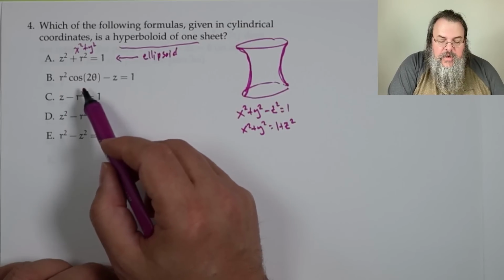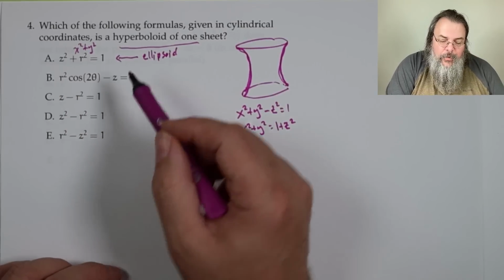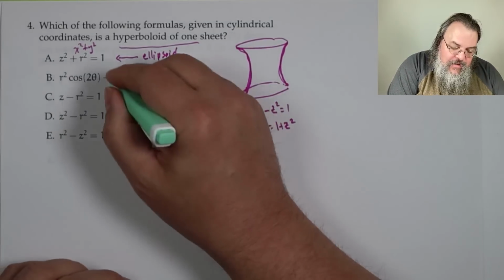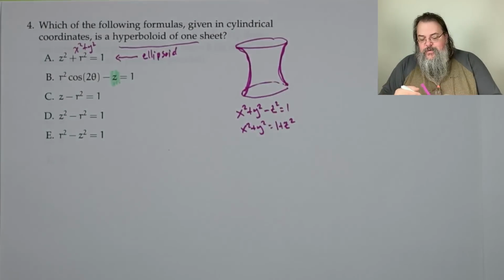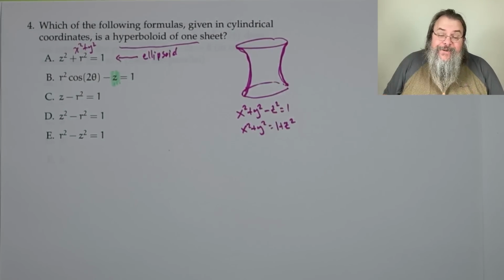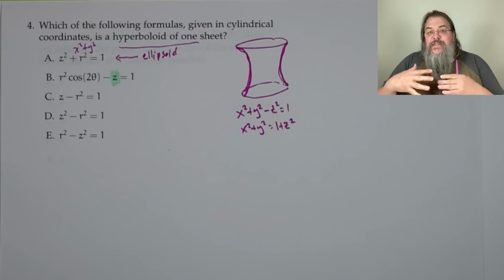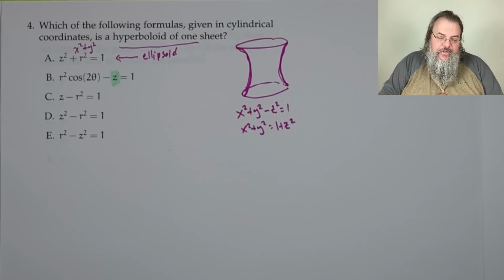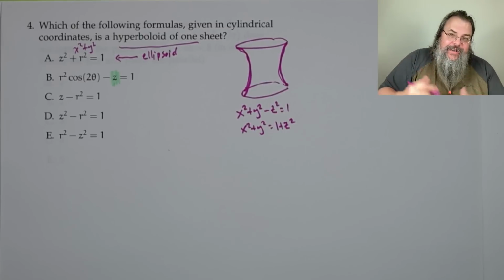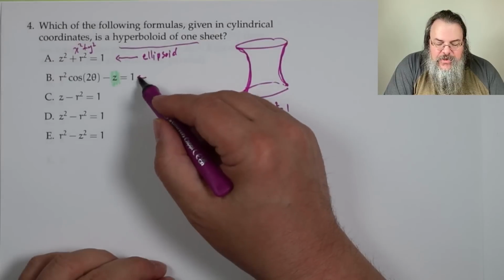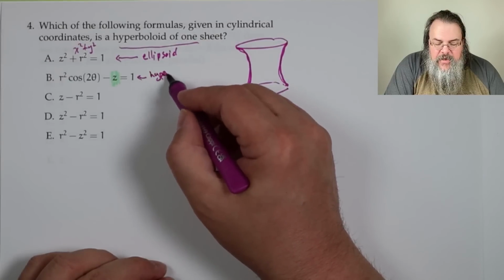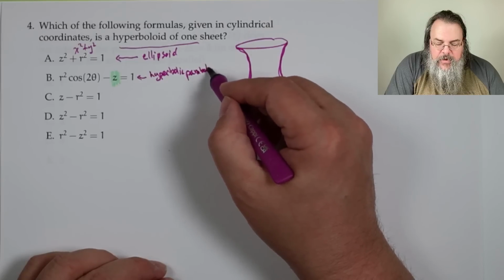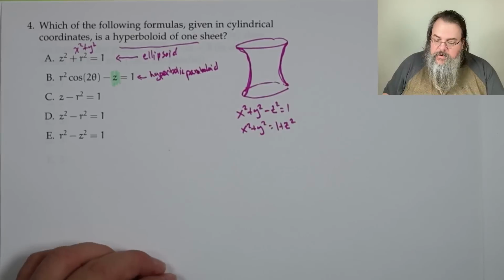R squared cosine 2 theta minus z equals 1. Now, we already can tell this is not going to work because we see the z. When you see something where one of the terms has a z to the first power, that indicates a paraboloid. With a little bit of work, this is not our goal here, it turns out you can show this is a hyperbolic paraboloid. But we definitely know paraboloid, and we are not looking for paraboloids. We're looking for hyperboloids.